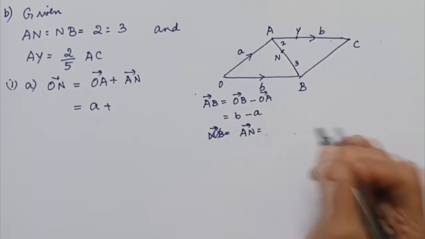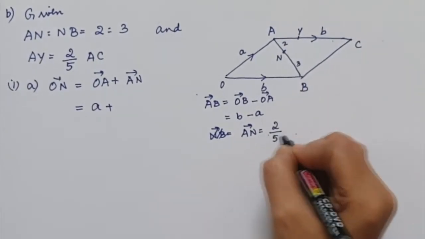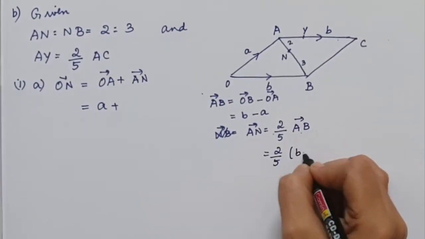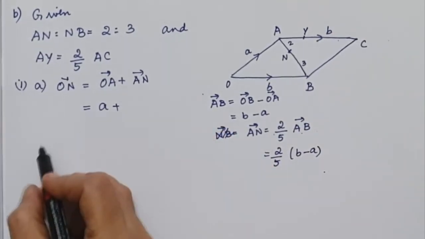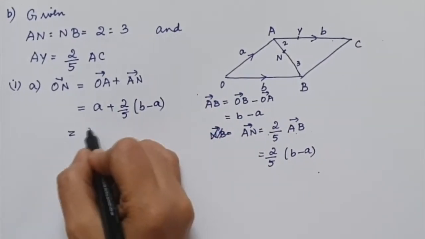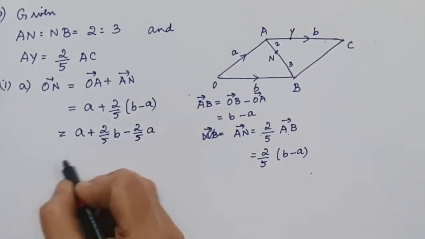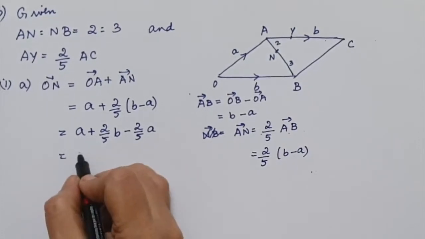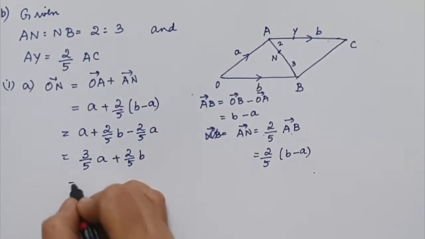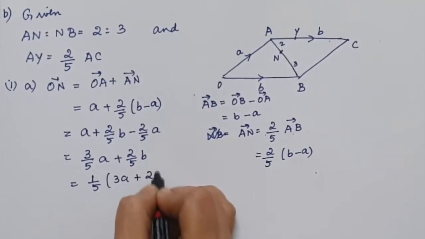So now our AN will be equal to, this is 2, total is 5 parts, 2 over 5 of B minus A. So our AN we can write as 2 by 5 of B minus A. So when we simplify it, it is A plus 2 by 5B minus 2 by 5A. So 1A minus 2 by 5A will give us 3 by 5A plus 2 by 5B. So this 1 by 5 is common. If you take that out, it is 3A plus 2B.